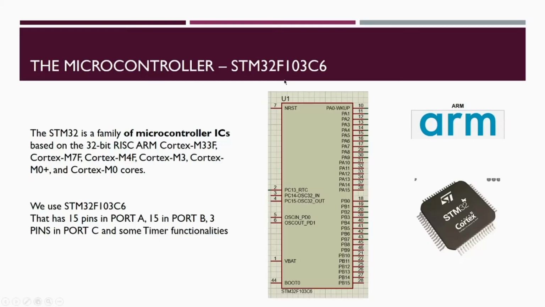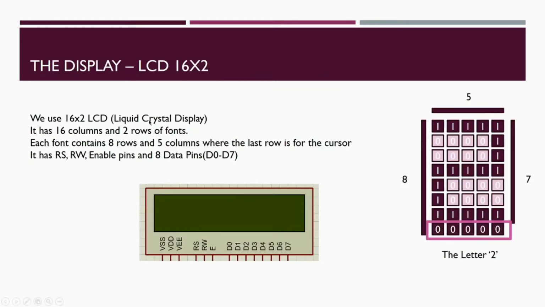First, let's introduce the parts we used for simulation. The STM32 is a family of microcontroller ICs based on 32-bit RISC ARM Cortex-M architecture. We used STM32F103C6 that has 15 pins in port A, 15 in port B, 3 pins in port C and some timer functionalities. For display, we used a 16x2 LCD.